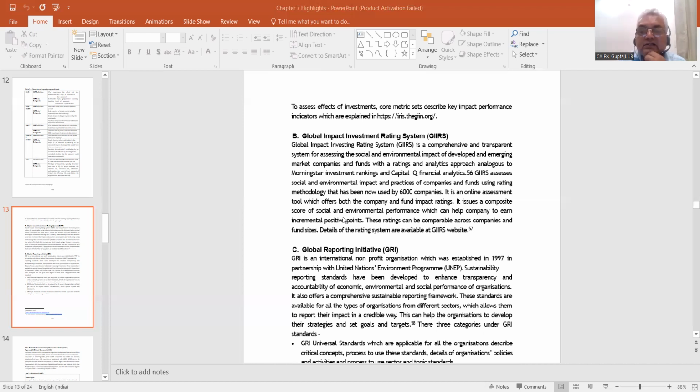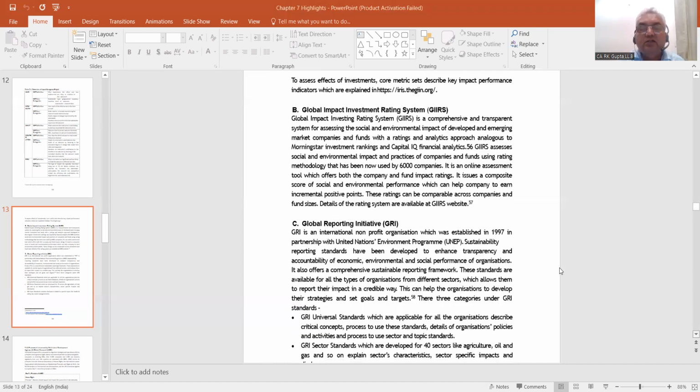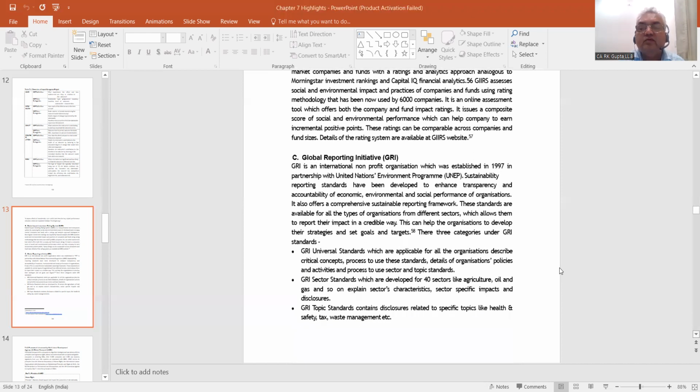So there are three categories under GRI standards. So first is the GRI Universal Standards. So these GRI Universal Standards are applicable for all the organizations. They describe critical concepts, process to use these standards, details of organizations' policies, and activities and processes to use sector and topic standards. Then GRI sector standards, and GRI topic standards.